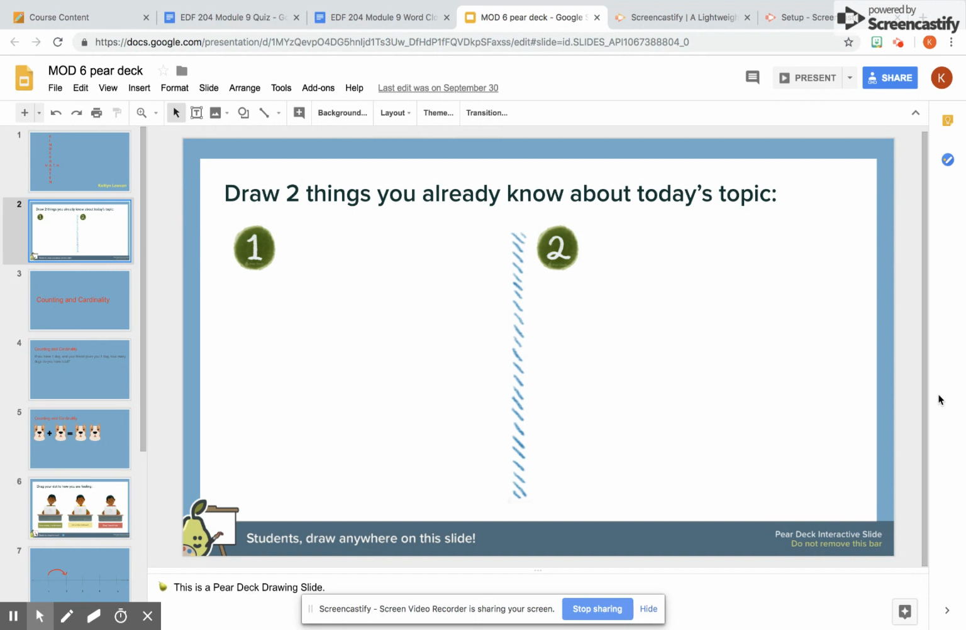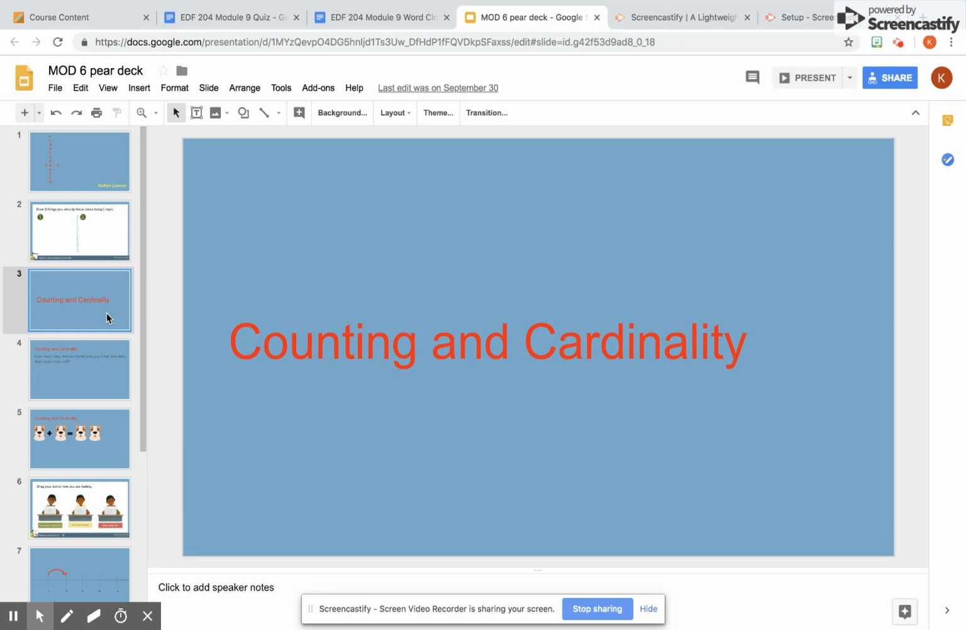So the first thing that I have embedded into my PowerPoint here is for students to draw two things they already know about this topic. And you can see that within this Peer Deck interactive slide, the students are able to draw and show the teacher what they do know about this topic already. This is a great way just to see where students are already at before you teach, and then just know where they're at before you give the lesson. And like I said earlier, this is going to be over counting and cardinality.